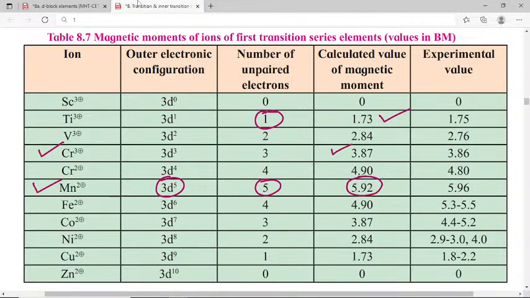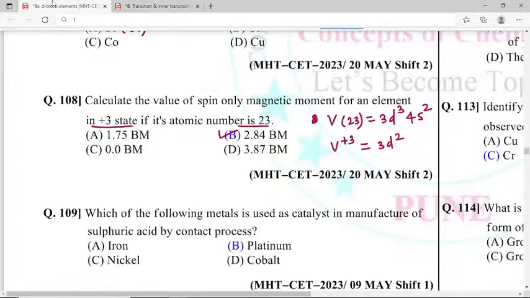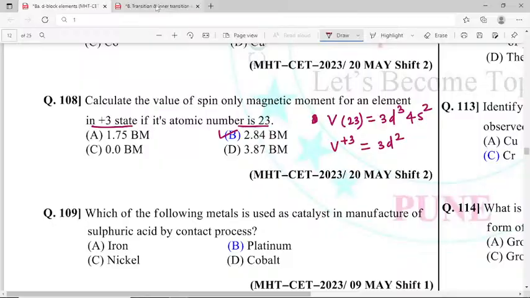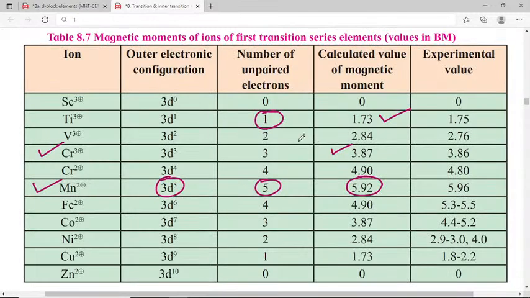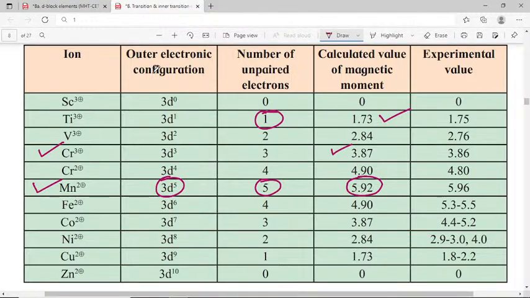Yes, ionization enthalpy decreases down the group. Very good. Ionization enthalpy decreases down the group and increases from left to right. Okay, are you getting this one? 2.84, so 2 unpaired electrons. Vanadium. Okay.